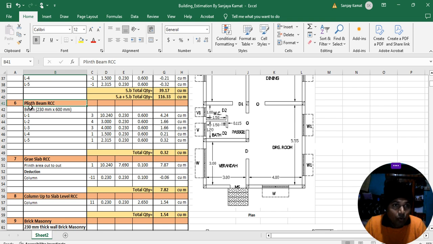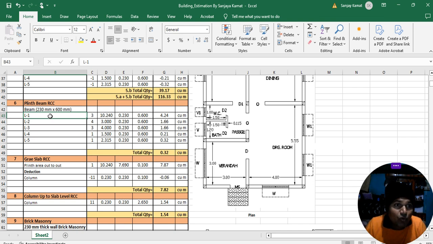Okay, now coming to the next point, number 6, plinth beam RCC. For plinth beam RCC we will do the estimation for the beam: how much material is required, how much quantity is required for the beam, which is of dimension 230 mm by 600 mm. For this we will estimate how many beams? Five beams: L1 beam, L2 beam, L3 beam, L4 beam, L5 beam.